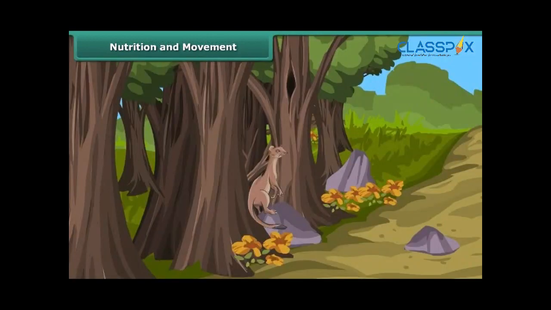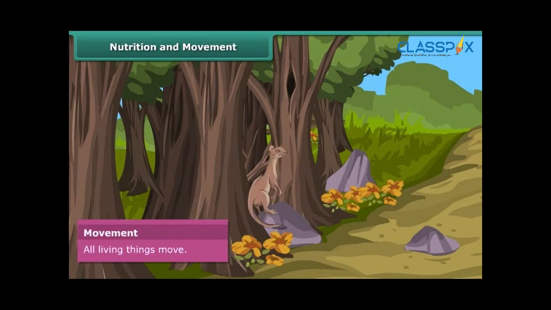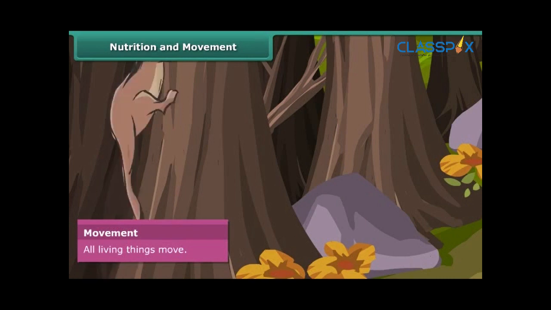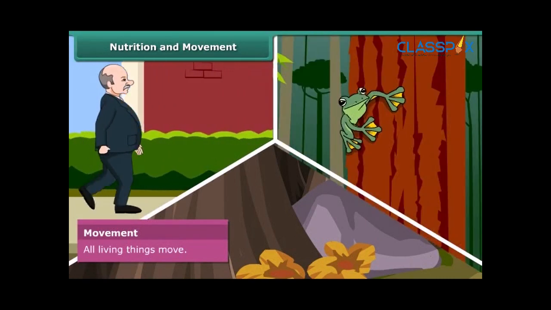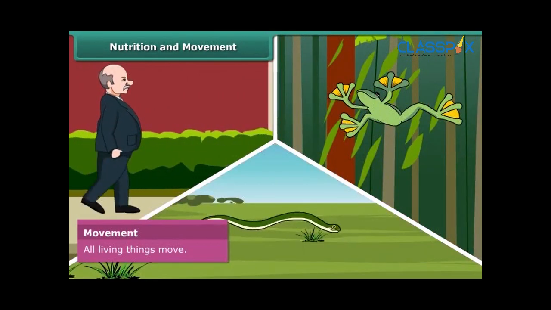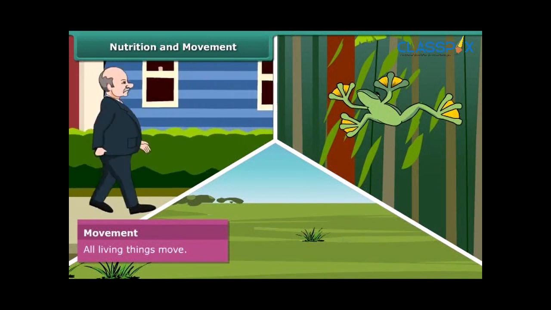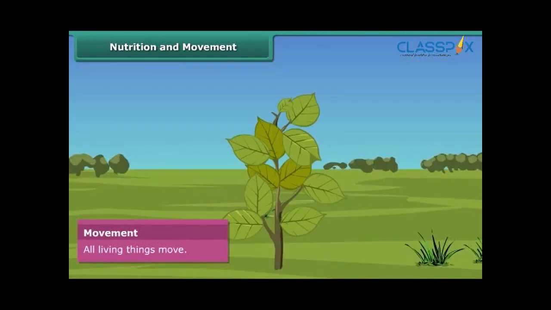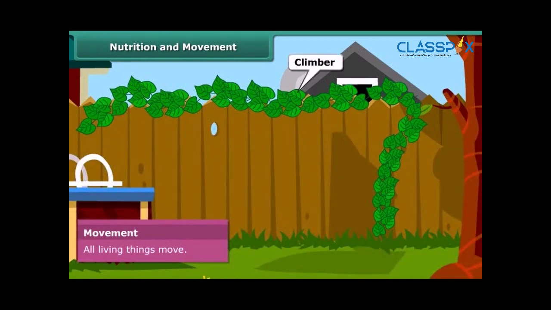Another important characteristic of living organisms is movement. All living things move by their own accord. People walk, frogs leap, snakes crawl are actions of movement. Similarly, plants also make some movement, but they do not change their place. For example, climbers move towards the support.